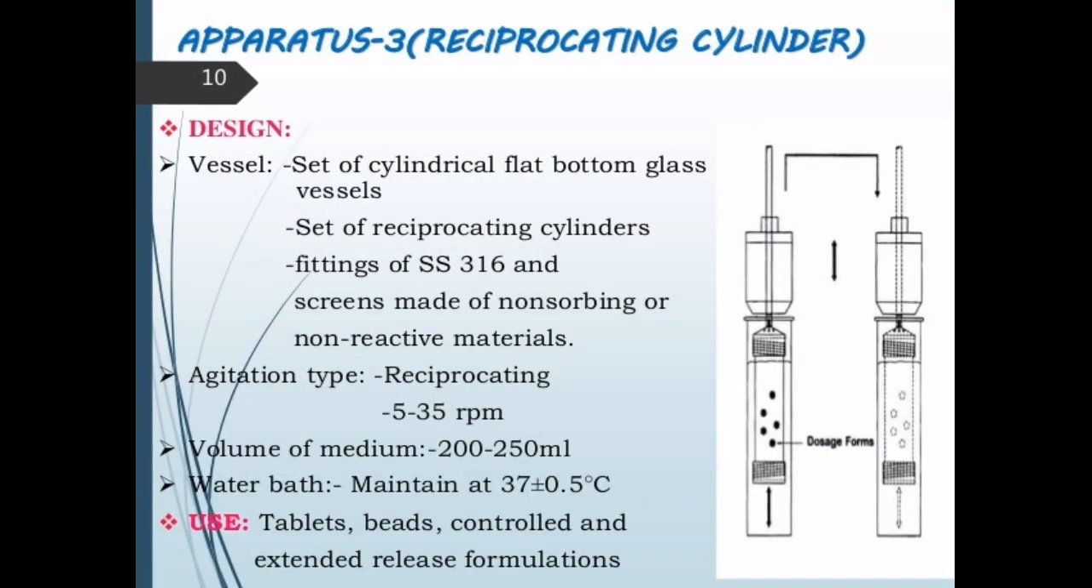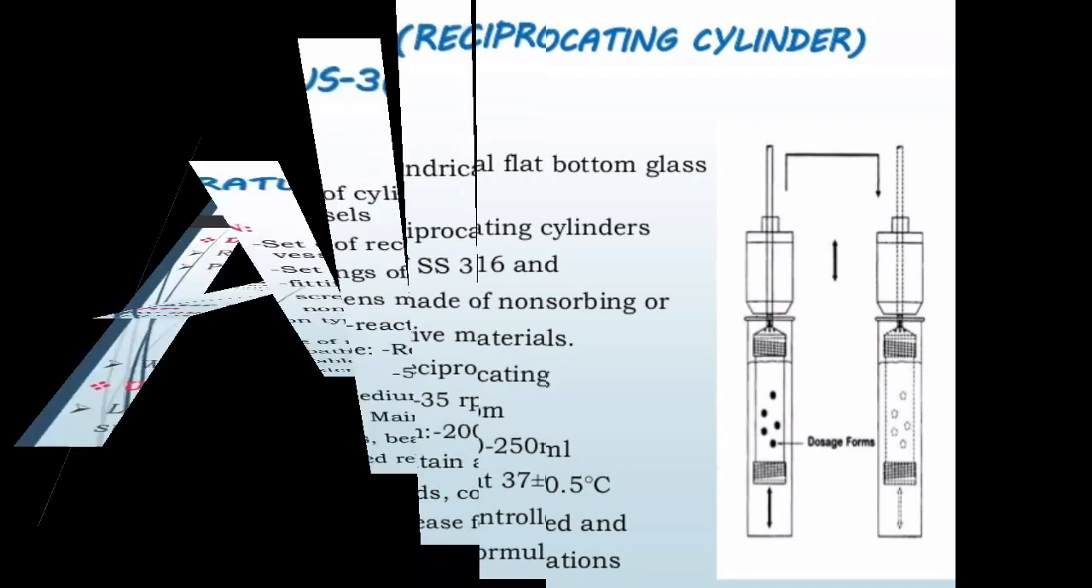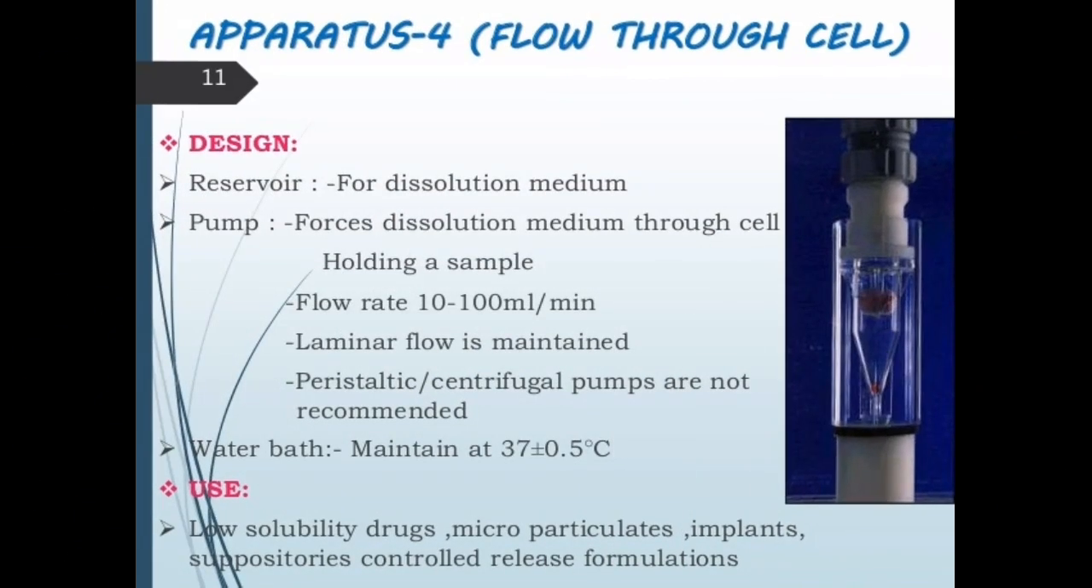Then we have type 3 apparatus, which is also called the reciprocating cylinder type. It has a set of cylindrical flat bottom glass vessels, a set of reciprocating cylinders, fittings made of stainless steel 316, and screens made of non-absorbing and non-reactive material. Agitation type is reciprocating, and RPM is maintained between 5 to 35. Volume of medium is 200 to 250 ml. The water bath is maintained at 37 plus or minus 5 degrees centigrade. Coming to uses, controlled release formulations and chewable tablets are evaluated using type 3.